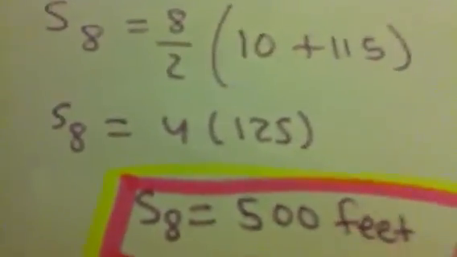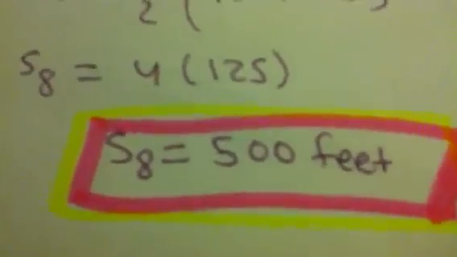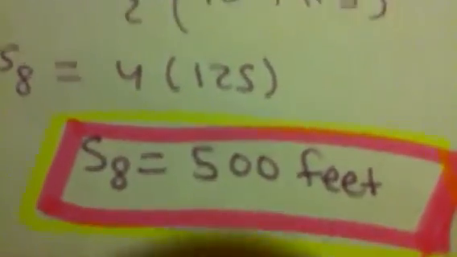So that becomes 4 times 125, and the total distance the penny will fall in 8 seconds is 500 feet.